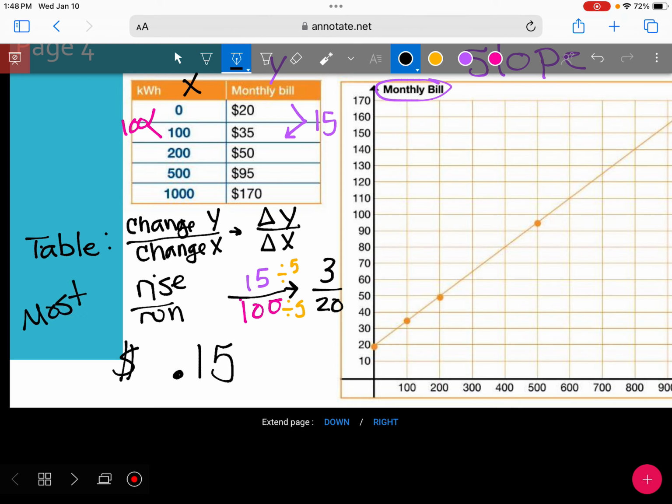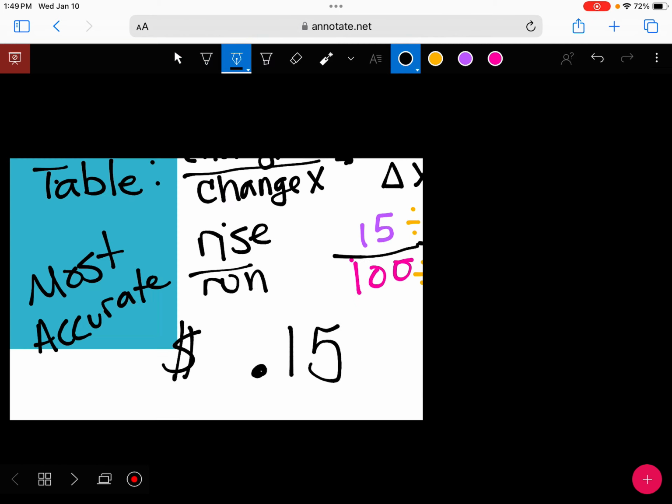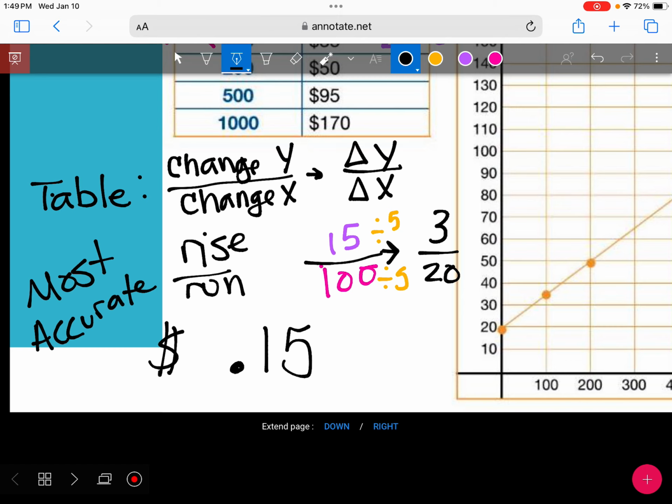My iPad is in a mood today. That says accurate, not accuvate. I promise. It's an R. There we go. Most accurate. Okay? Using the table is your most accurate way.